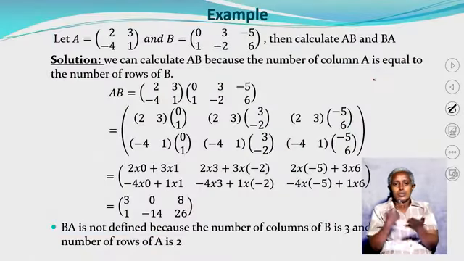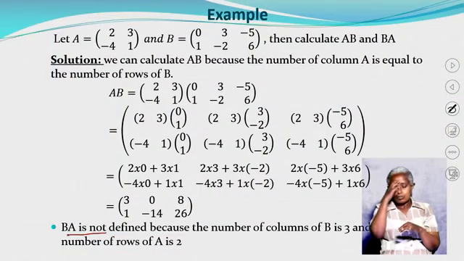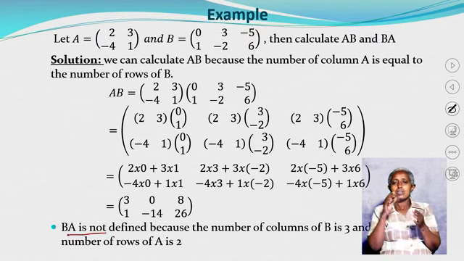So here B times A is not defined because the number of columns of B is 3 and the number of rows of A is 2. So we cannot evaluate B times A.